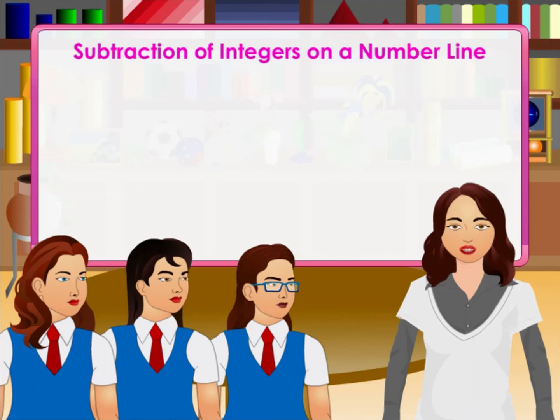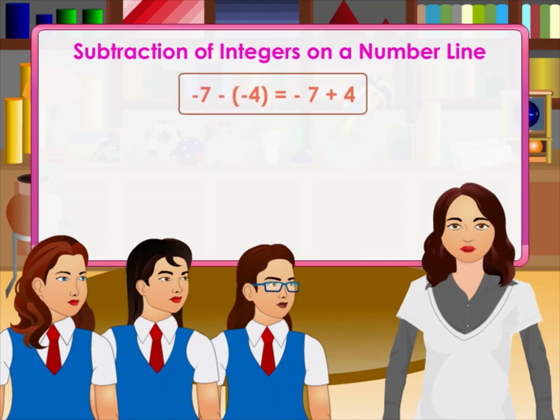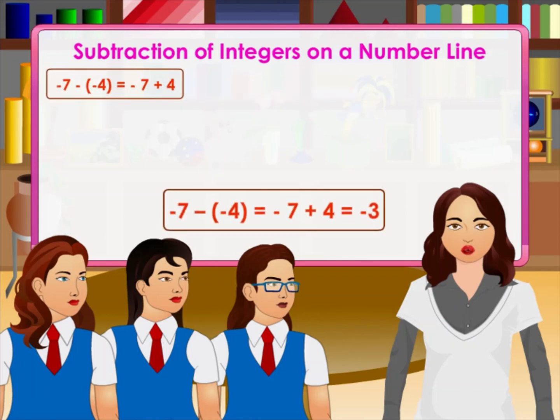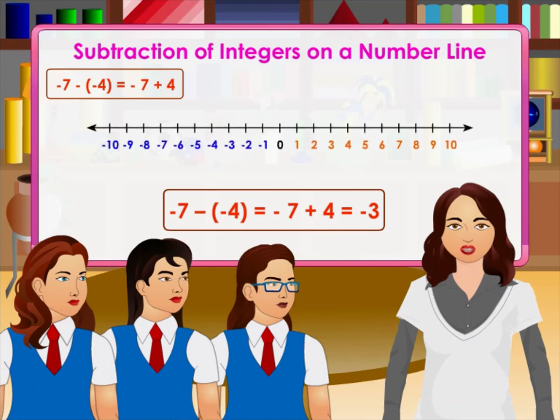Let me teach you how to subtract a negative integer on a number line. We subtract -4 from -7 on a number line. Before doing subtraction on a number line, we already know the additive inverse of -4 is 4. So, -7 minus -4 equals -7 plus 4 equals -3. Now, we do the subtraction using a number line. We move 4 steps to the right on the number line starting from -7. We reach -3. Thus we get -7 plus 4 equals -3.